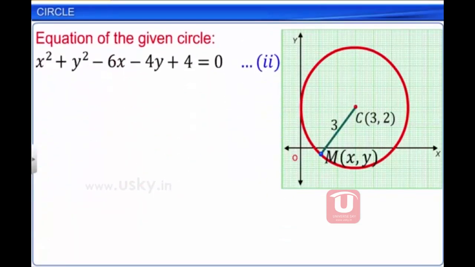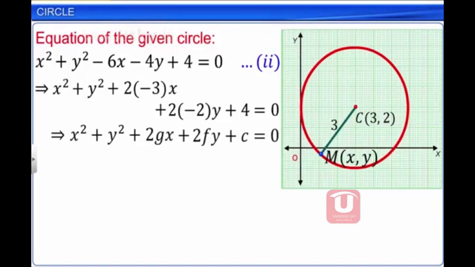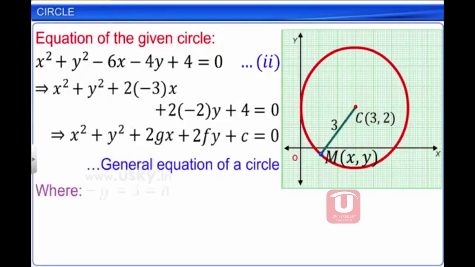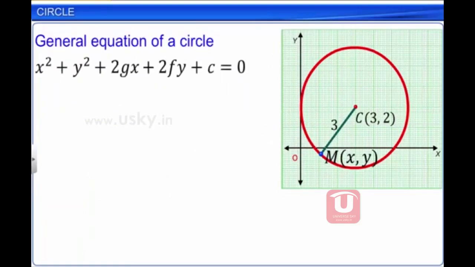Now, let us further rearrange the terms in equation 2. This gives another form of the equation of a circle, called the general equation of the circle. Note that minus g and minus f represent the coordinates of the center of the circle, and c represents the constant term in the equation. Thus, in the general equation of a circle, the coordinates of the center are given by minus g and minus f.